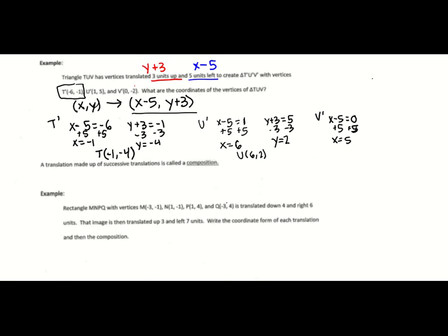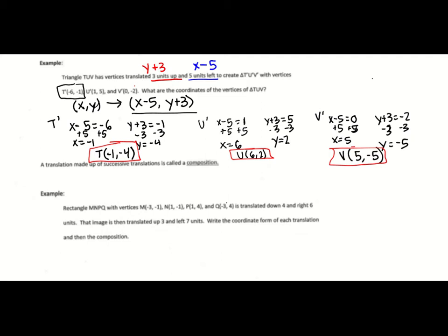And then y plus 3 is negative 2 minus 3. Y is negative 5. So our original v point, our pre-image, was 5, negative 5. And these are our 3 original points. One more thing to note down here at the bottom.